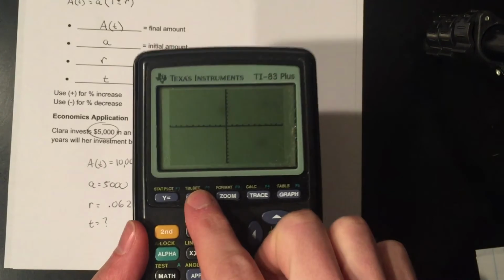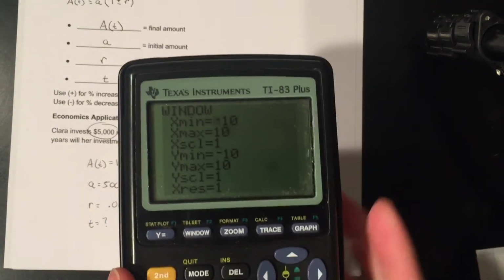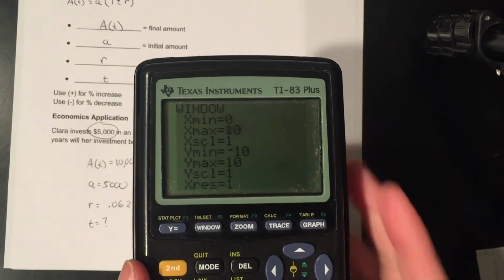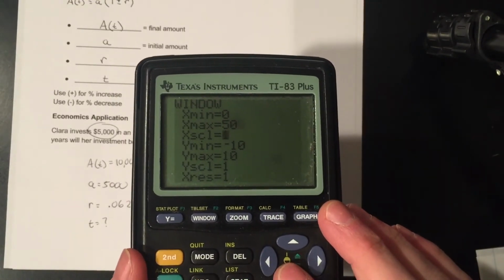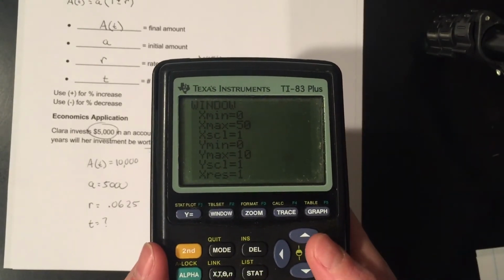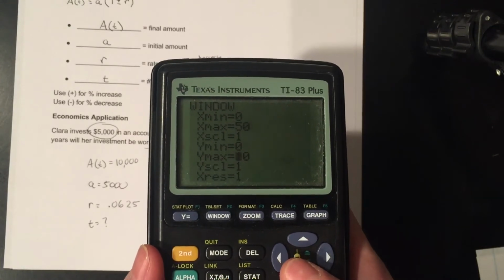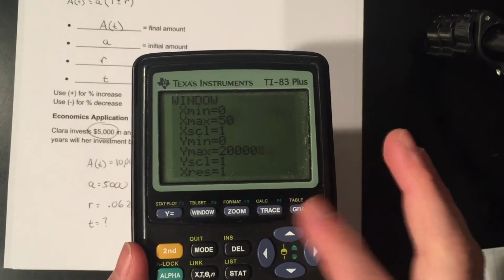Hit the window button. In your window, it has x minimum. We're going to change that to 0 because I don't need negatives. We're going to change the x max. We'll put it all the way out to 50. My y minimum, well, we'll set it to 0 because I don't need any negative y values. My money is only going to grow. And we'll put the maximum at 20,000. Hit graph one more time.